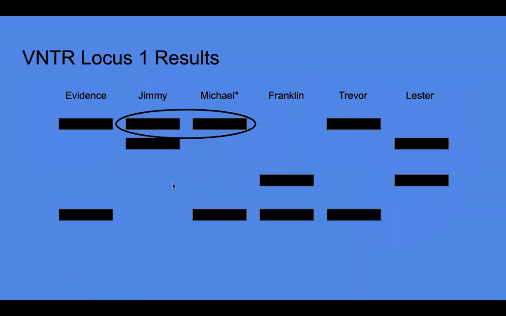The hair found in Jimmy's car is amplified for 2 different VNTR loci and is run on 2 separate gels in an attempt to match the hair to one of the suspected culprits. The first gel is shown on screen right now.